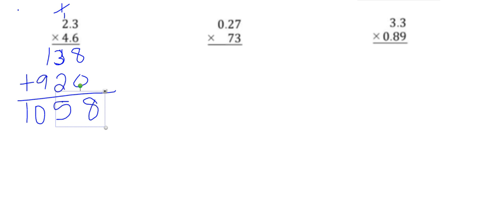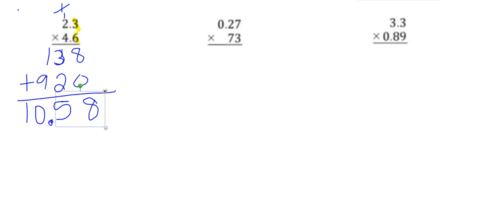Now I'm looking to see how many numbers are to the right of the decimal. I have 1, I have 2. That tells me how many numbers are going to be to the right of the decimal. So it's going to be 10.58.